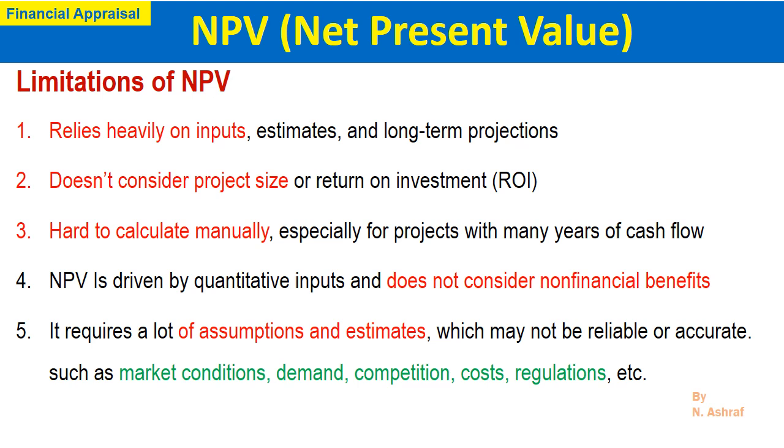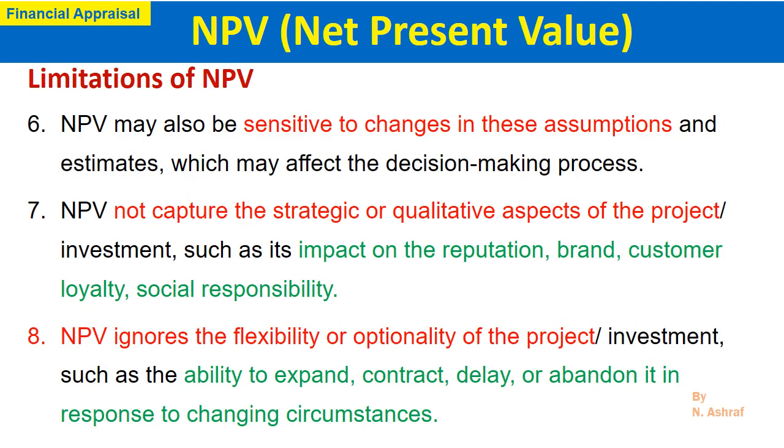NPV requires a lot of assumptions and estimates which may not be reliable or accurate, such as the prevailing market conditions now and after that, the demand, competition in the market, costs, regulations, etc. Sixth one is NPV may also be sensitive to change in these assumptions and estimates, which may affect the decision making process. Mean if assumption is changing, then the value of NPV would also be changed.